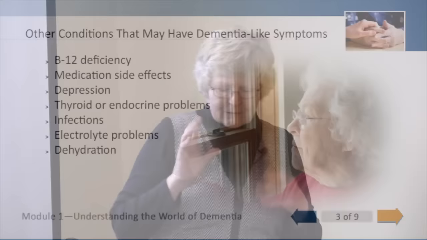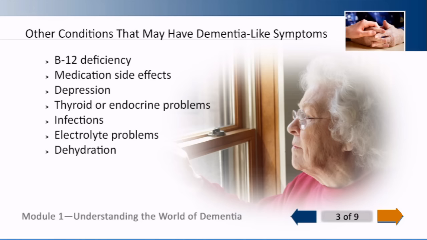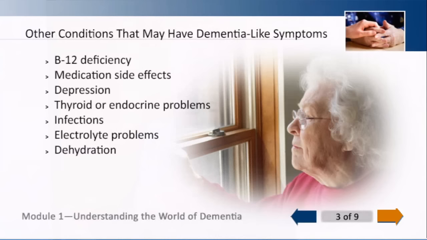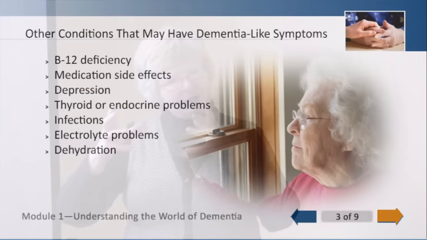Things that could have dementia-like symptoms: B12 deficiency. So if you have somebody that's exhibiting some dementia-like behaviors, would it hurt to draw a B12 level? Probably not. Medication side effects is the number one thing that we see as to why we see dementia-related behaviors. Depression, thyroid or endocrine problems, infections, electrolyte problems, and dehydration. All significant clinical issues that give us some dementia-like behaviors, and so we treat those instead of the real root cause, right? Many times that happens.